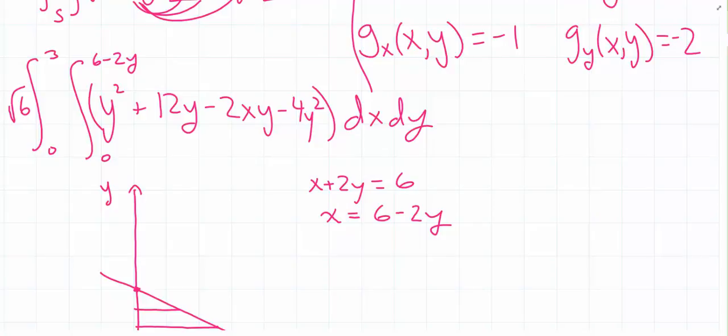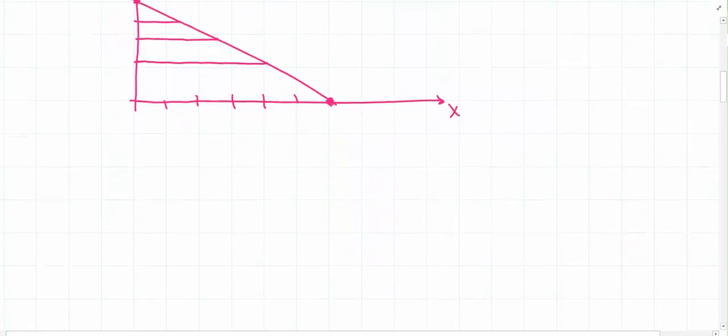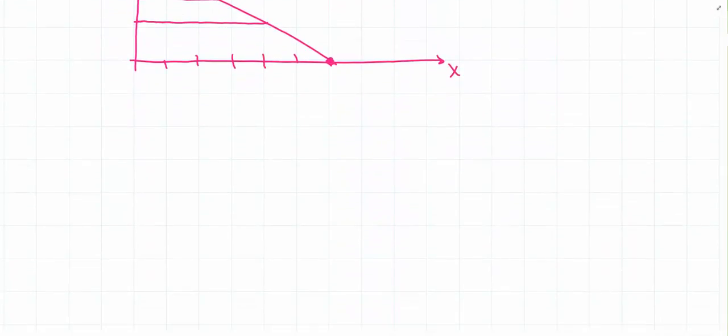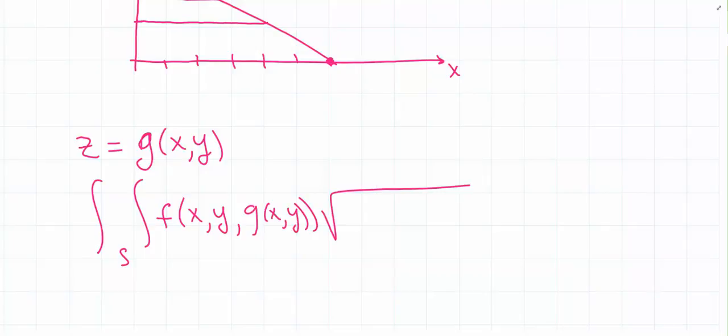Now look, here's the thing. For this particular problem, notice we had our surface defined as z equals g of xy. We don't have to have it that way. In other words, when we had z is equal to g of xy, and we looked at our double integral, we had f of x, y, g of xy, and then we had the square root of gx squared plus gy squared plus 1 dA.